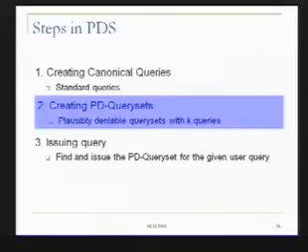Okay, so we know how to create the set of canonical queries from a document collection. That's the first step, so that's done. Let's move on to the next step, creating PD query sets. The way we define the plausible deniable query sets with K queries, we need to have a procedure for creating that set. That's the next step.